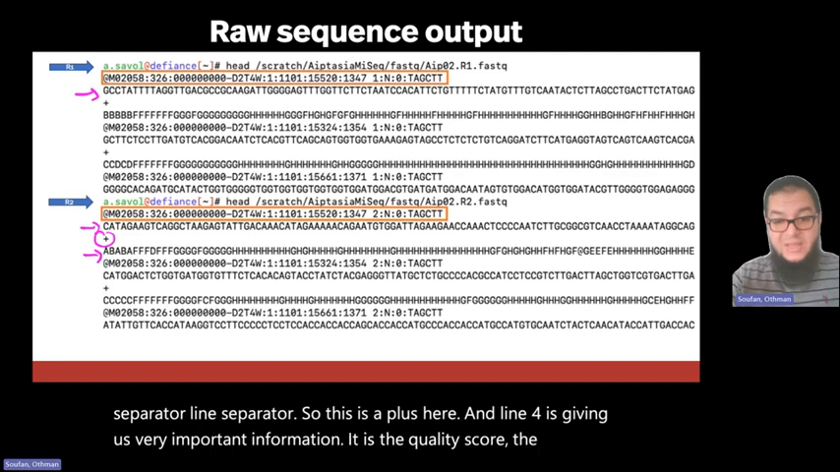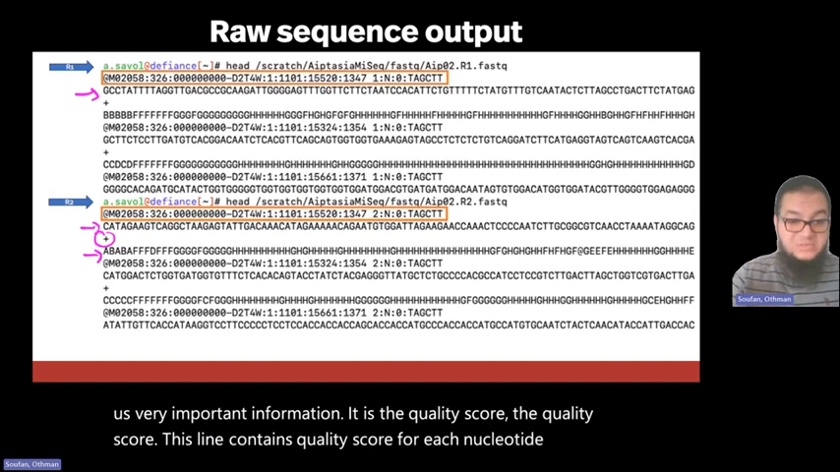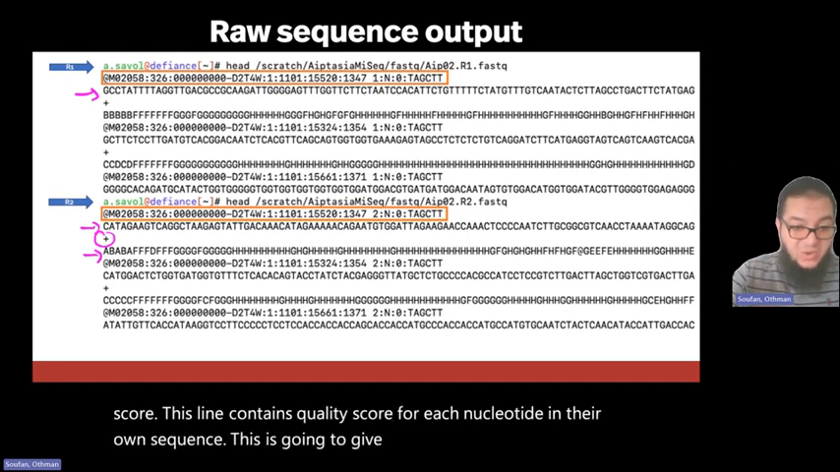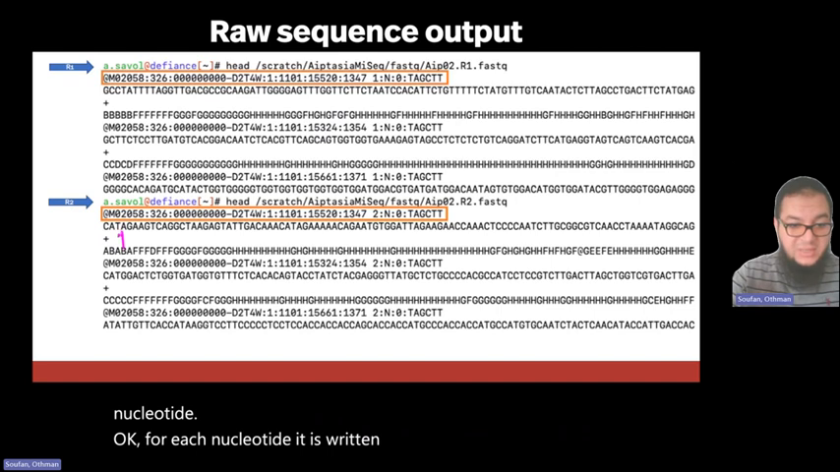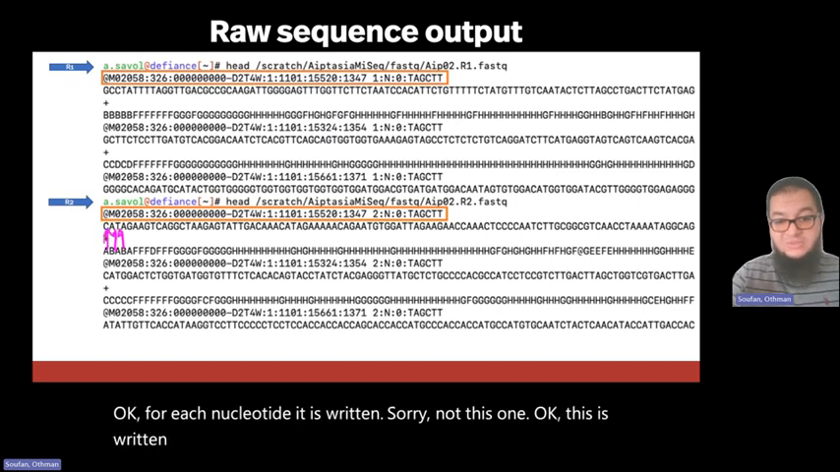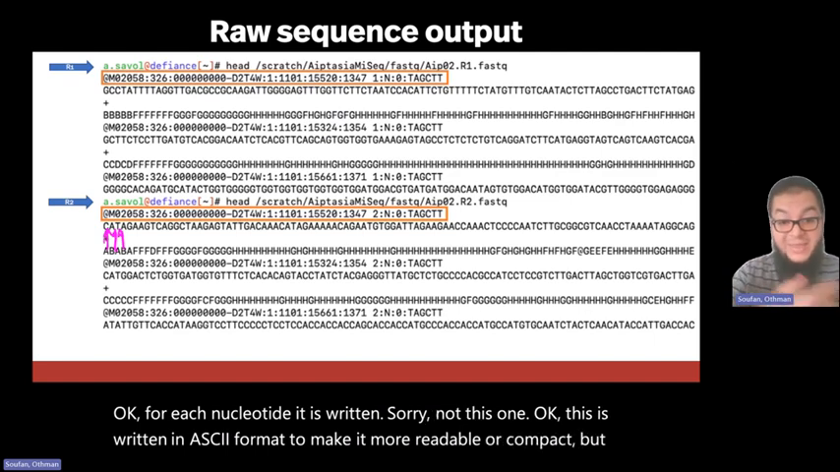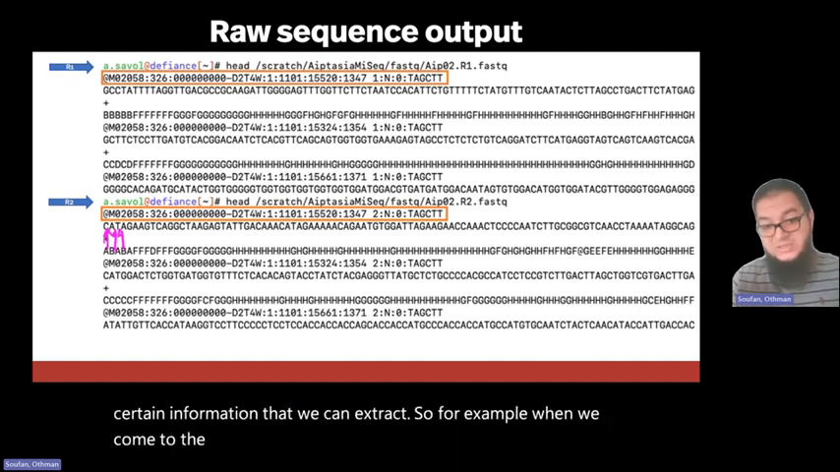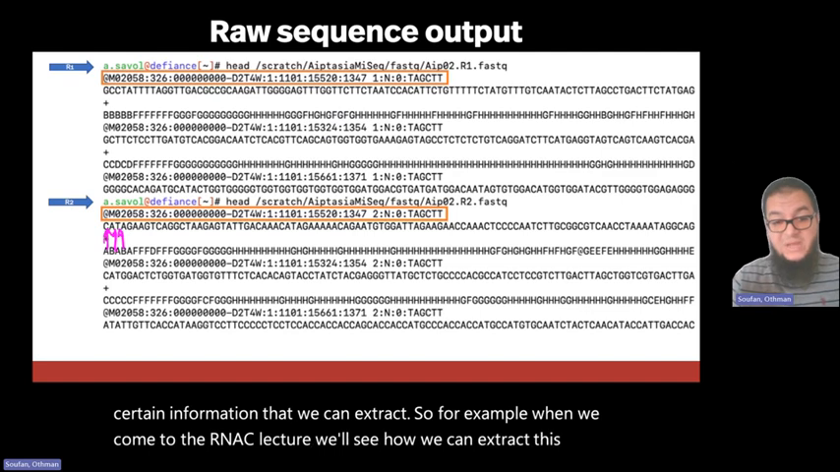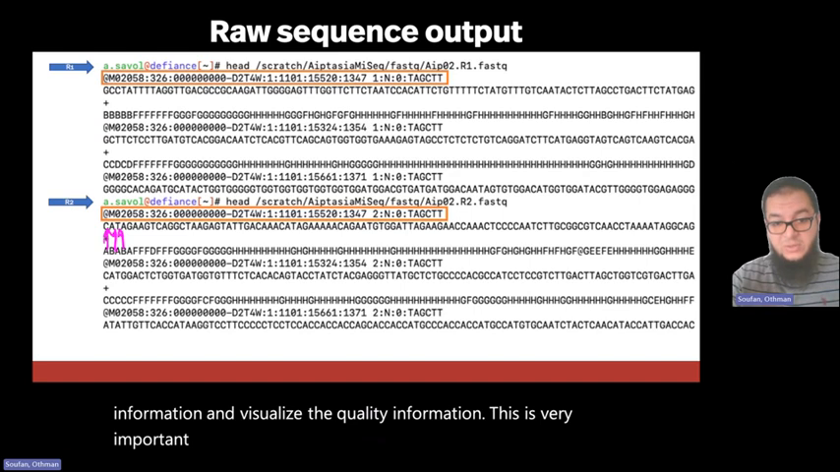This line contains a quality score for each nucleotide in the raw sequence. It is written in ASCII format to make it more compact. But there is certain information that we can extract. For example, when we come to the RNA-seq lecture, we'll see how we can extract this information and visualize the quality information. This is very important information that we're going to look into.